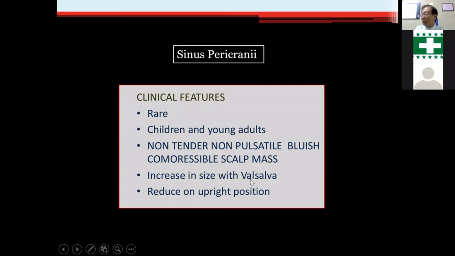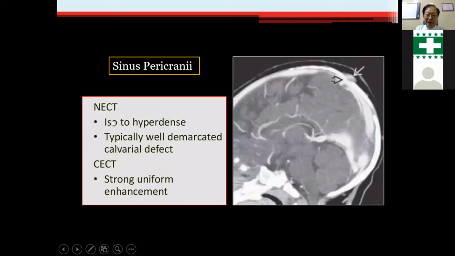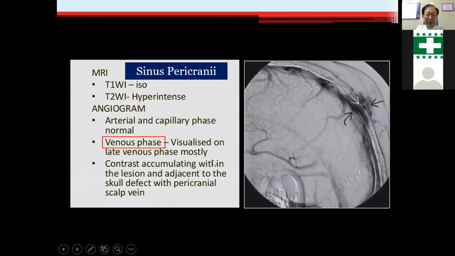Now, on CT, there is a bony defect, and a soft tissue density bed. You see it especially in the late venous phase. Okay, strong uniform enhancement there. On MRI, you'll see it only in the venous phase.